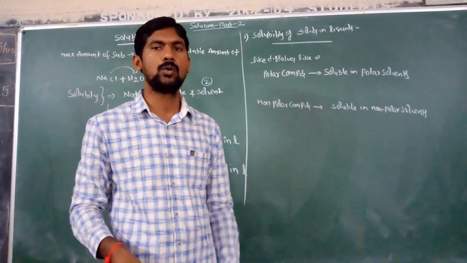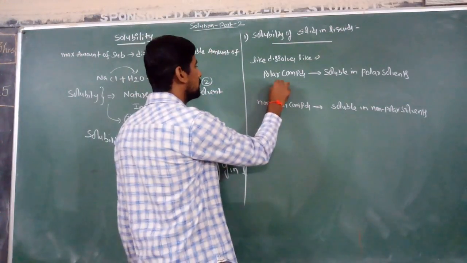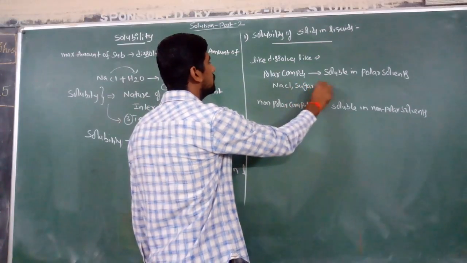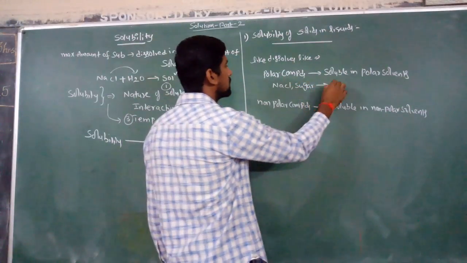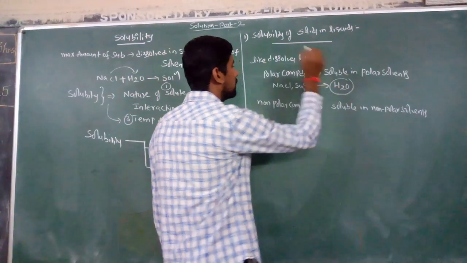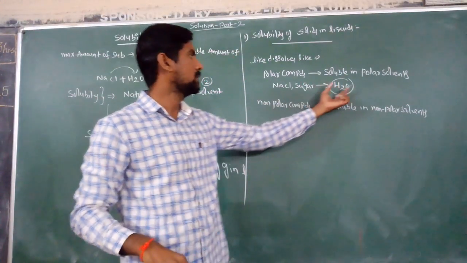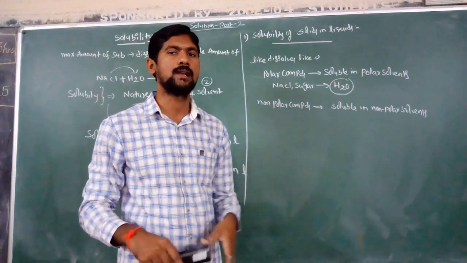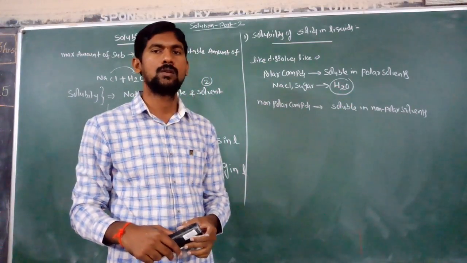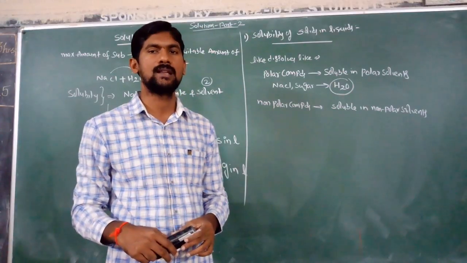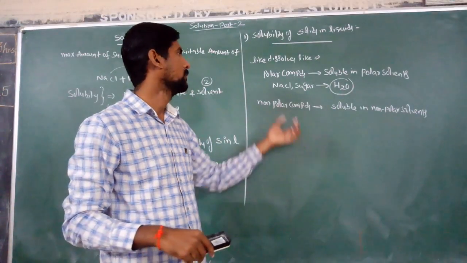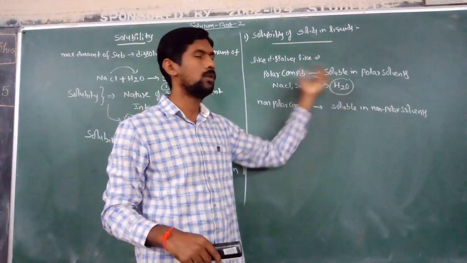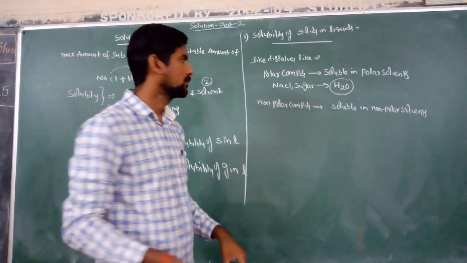For example, sodium chloride is a polar compound. Sugar molecules are polar. These compounds are soluble in water. Water is a polar solvent because it splits into ions, H plus and OH minus. Therefore, it is a polar solvent. So sodium chloride and sugar, polar compounds, are soluble in polar solvents.